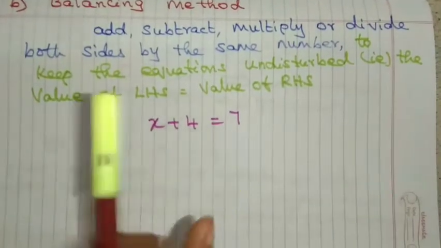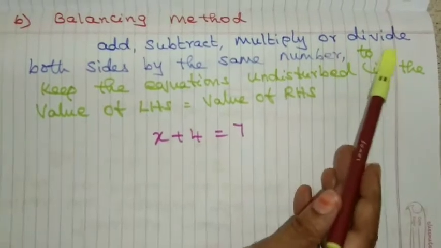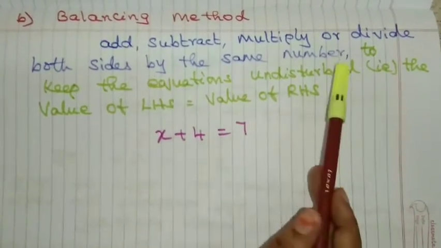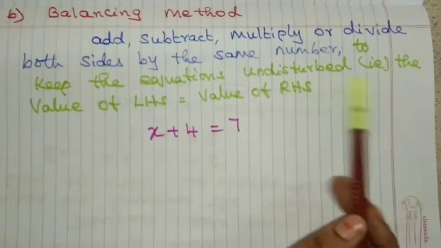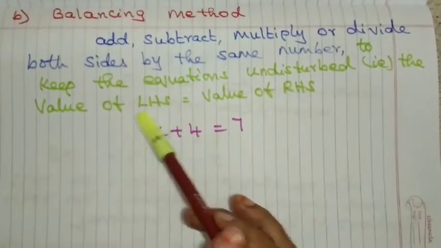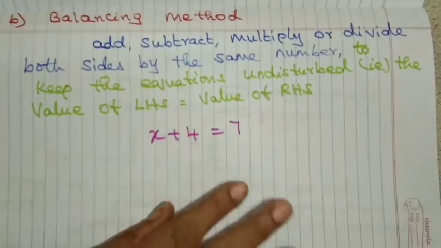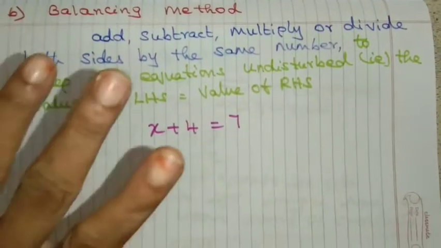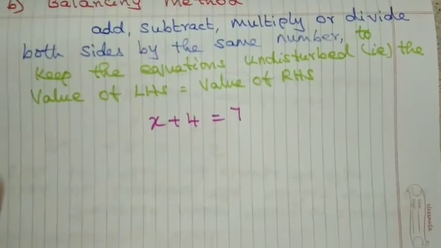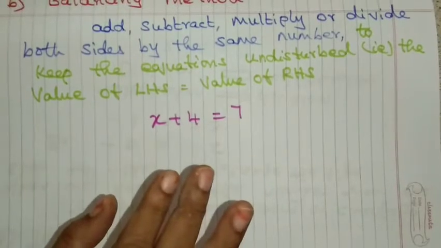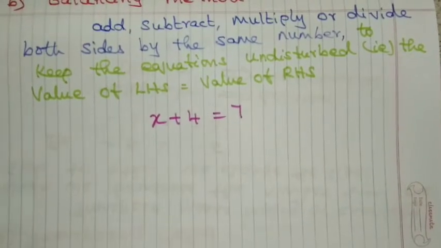What I am going to do is add, subtract, multiply or divide both the sides by the same number to keep the equation undisturbed. That is, the value of the LHS should be equal to the value of the RHS. Very clear, children. X plus 4 is equal to 7. I am taking the same equation. I should not change the value of the equation, but I can add or subtract accordingly so that I get the same thing.